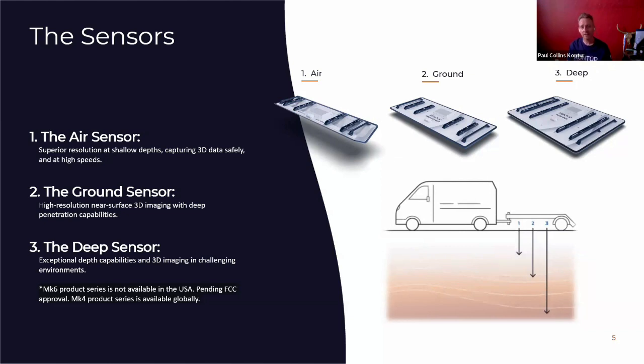We have a 3rd sensor, which you can consider as a supercharged version of the ground sensor. It's larger, has bigger antenna elements that are separated, and it's focused on difficult or challenging environments where you need to get more depth penetration, or you need to focus on a little bit more, let's say, geological imaging.